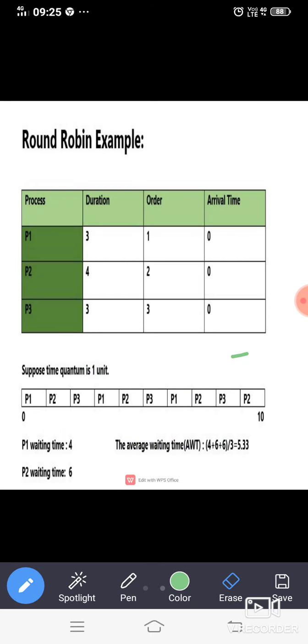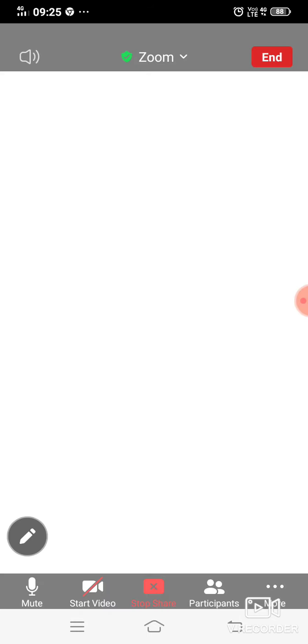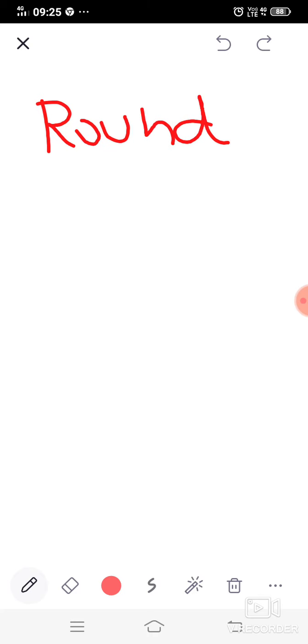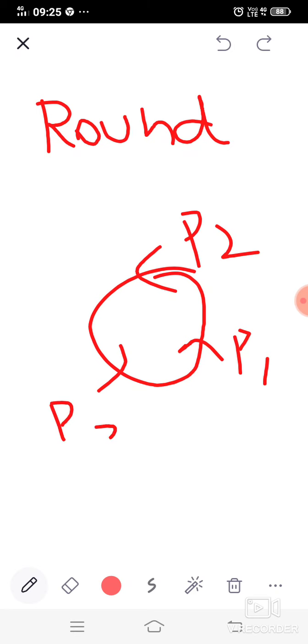So I will revise now what we have discussed. I will share the whiteboard for you. You may have been confused because of the document. So round robin means in a circular fashion we are going to give the time quantum and execute the jobs. Let us say this is P1, this is P2, and this is P3, and let us take the CPU.